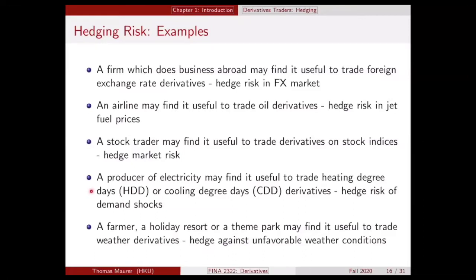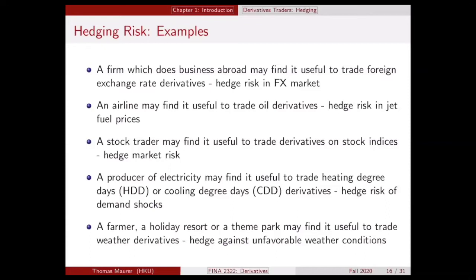The fourth example would be a producer of electricity. So these guys are typically exposed to risks in weather conditions. So if temperatures are very hot in Hong Kong, then electricity producers know people are going to use their air conditioning a lot. And so demand for electricity will be very high. On the other side, if the weather is very cold in Hong Kong in the winter, they also know that people will turn on their heating much more. And again, demand for electricity is high.